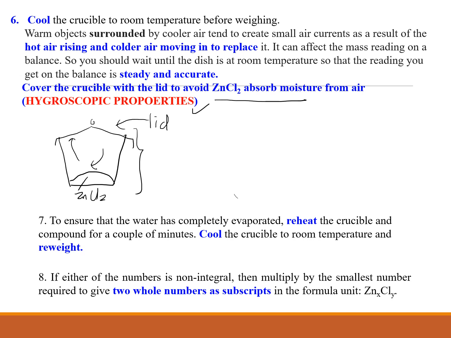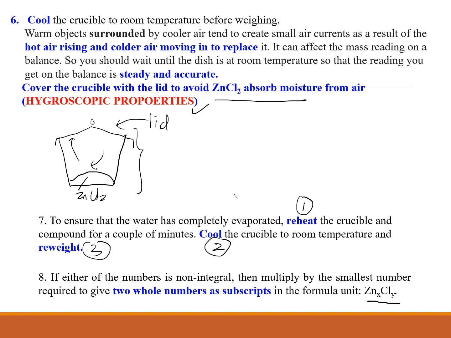The seventh step is to ensure all the water has evaporated. So for the second heating, reheat the crucible, cool it and reweigh it. In total, we can repeat the step for the second heating and the third heating. So at the end you can calculate the ratio of zinc to chloride.